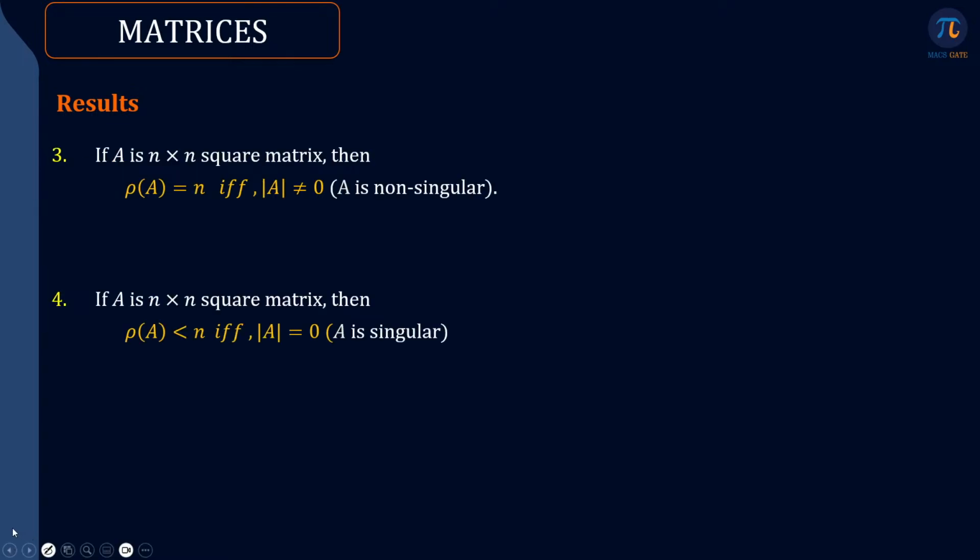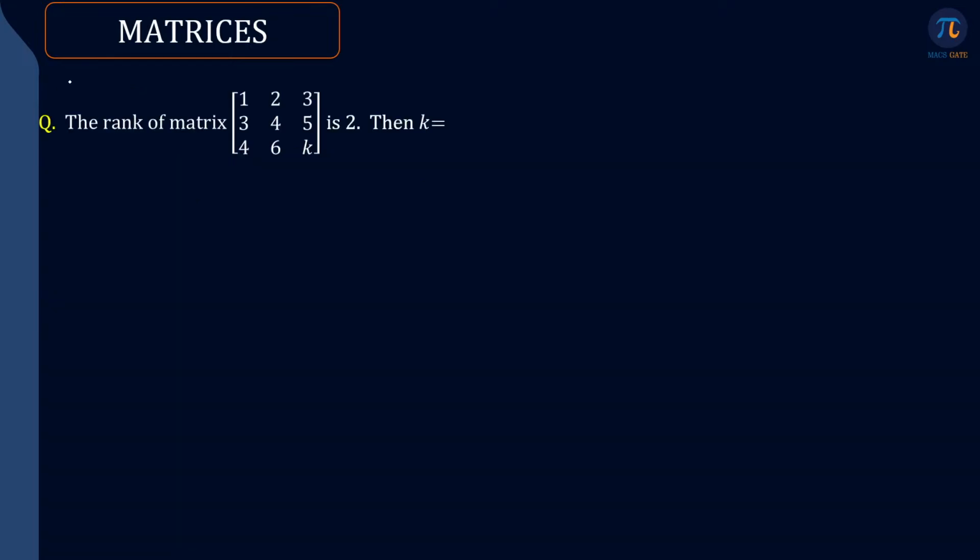This is the statement which I already gave. If you are having a square matrix of order n, rank A is equal to n if and only if det A is not equal to 0. If det A is equal to 0, rank A will be less than n. Very, very important. So, we conclude this session with one very important question.